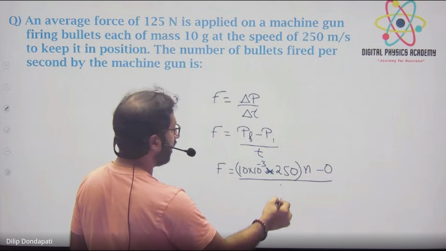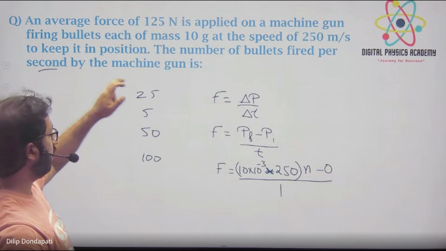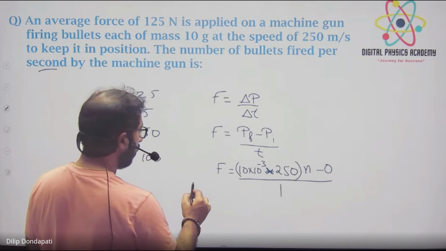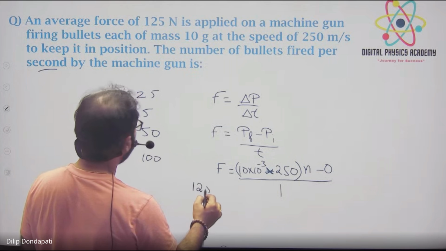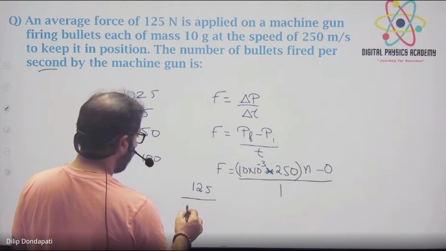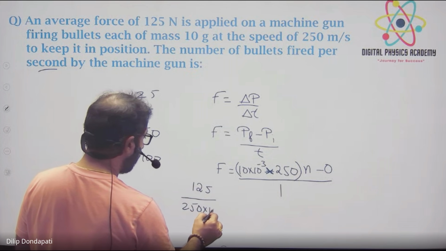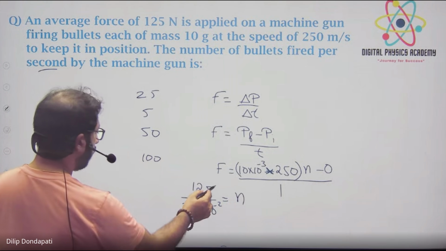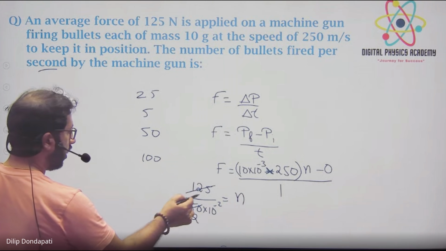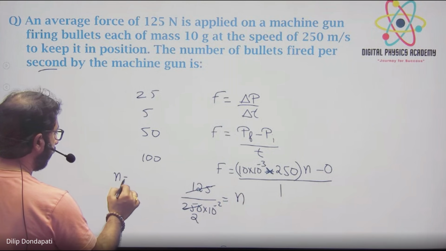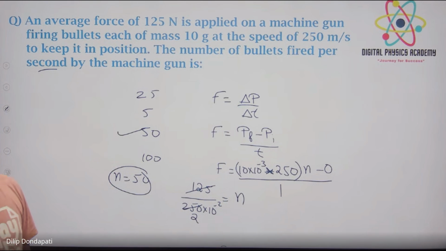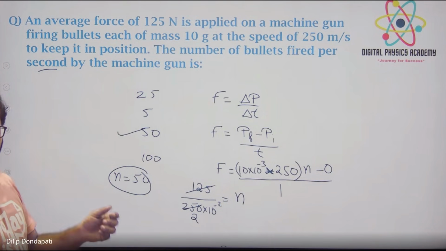Time is 1 second, right? We need number of bullets per second. So if you calculate, instead of F you put 125, divided by 250 into 10 power of minus 2 n. So what was it? 2. So 100 by 2 is 50. So 50 is the answer. So it's average force, right? We can find it.